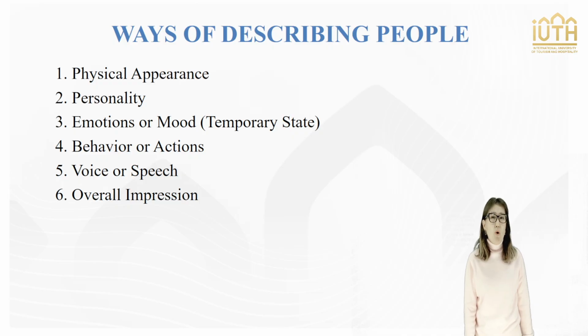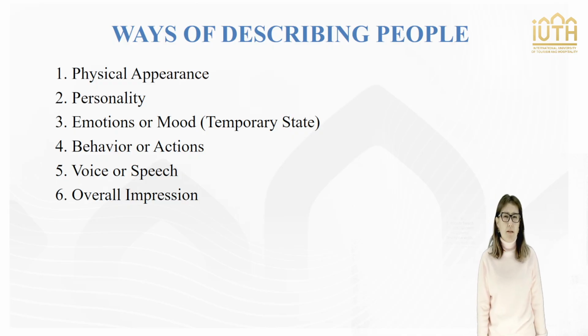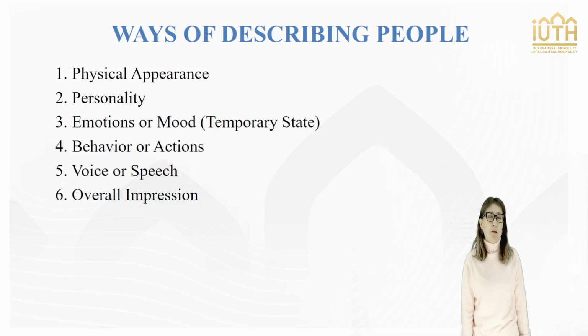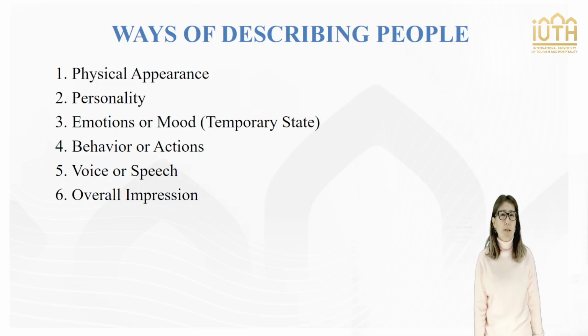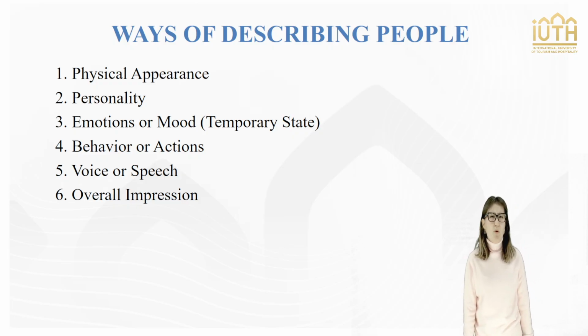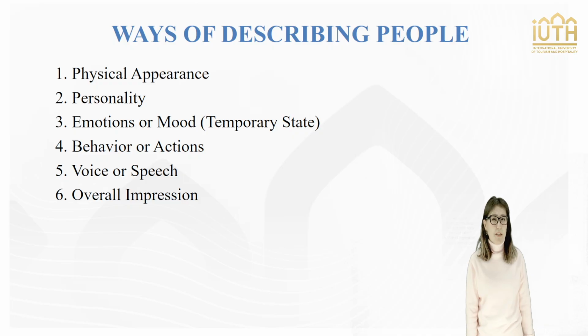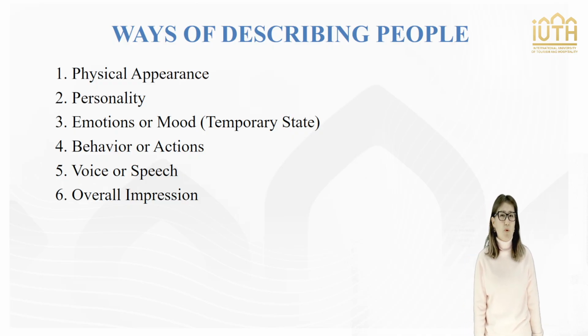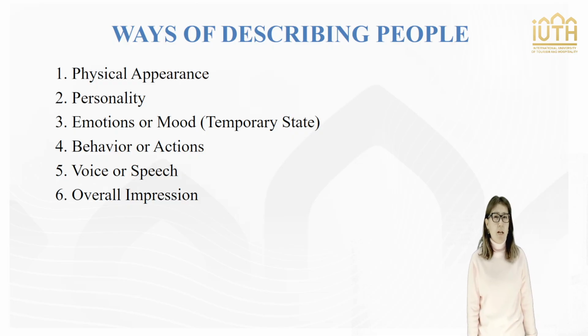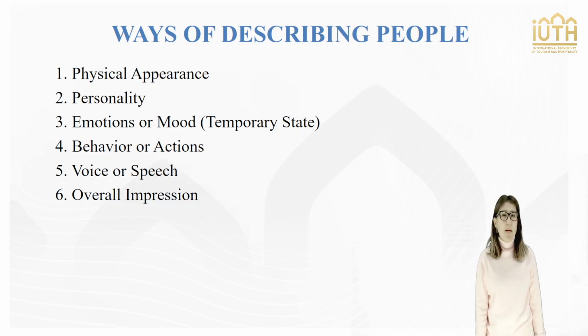Fifth, voice or speech. This adds personality and presence. Descriptive words: soft-spoken, loud, clear, mumbling, articulate, monotone. Example: his deep, confident voice made everyone listen. Sixth, overall impressions. You can sum up your descriptions with general adjectives or phrases. Example: she is the type of person who brightens the room. He is a natural leader. She gives off a quiet, mysterious vibe.